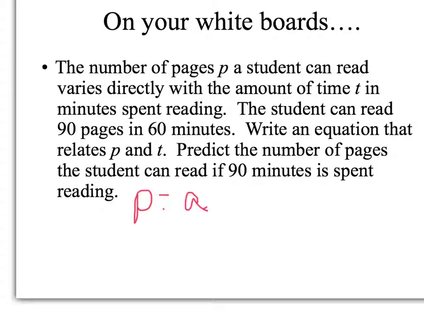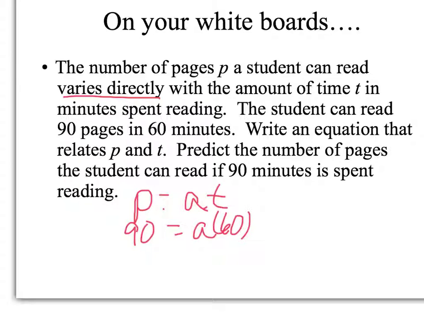P equals A times T. I know that because they vary directly, so they're going to fit nicely into that equation. The student can read 90 pages in 60 minutes. Write an equation that relates P and T. So all I need to do, exactly like the last couple examples, is plug in numbers for my variables. So I've got 90 for pages equals A times 60.